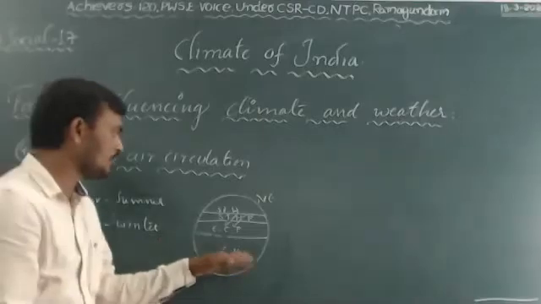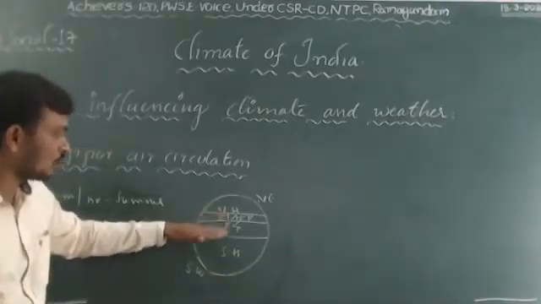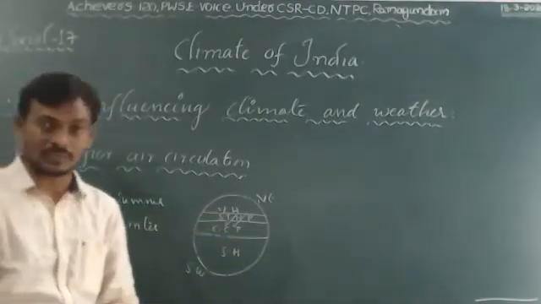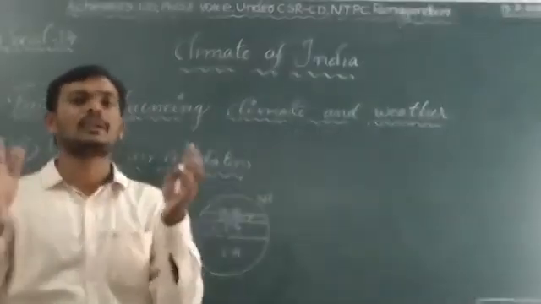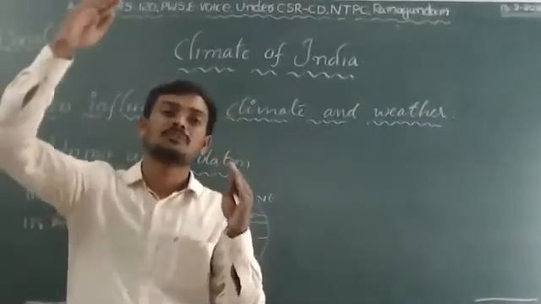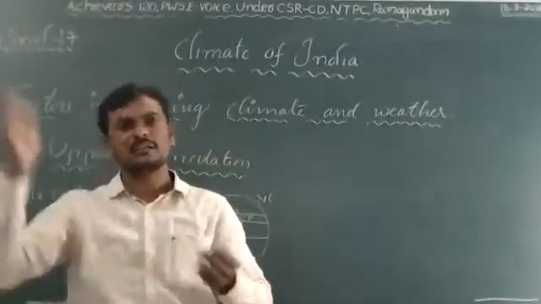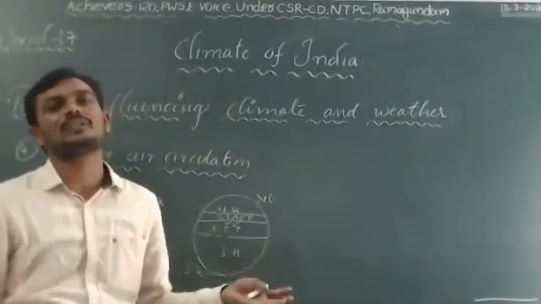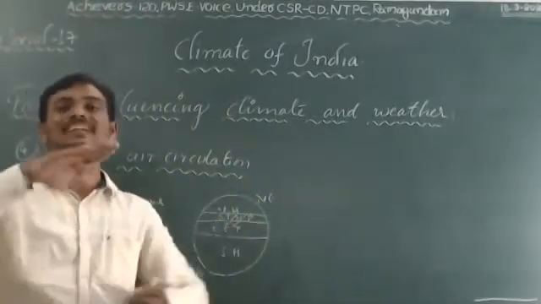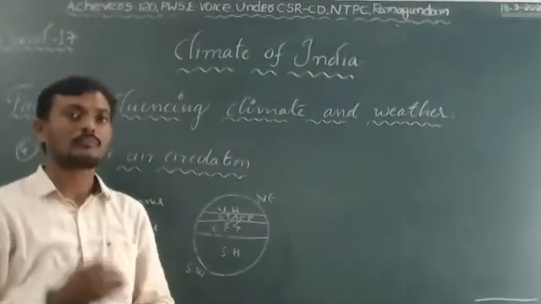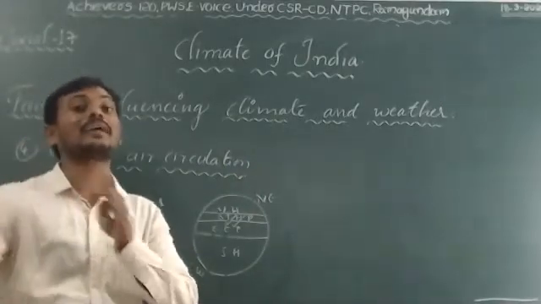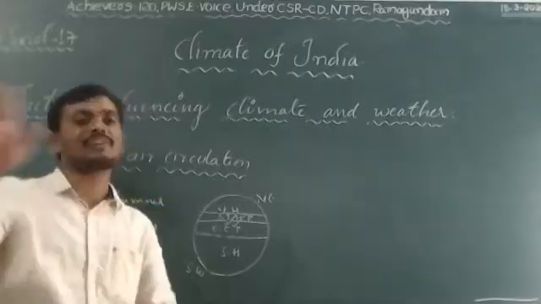The winds move from the subtropical high pressure belt towards the equatorial low pressure belt. Simple. As you can see, the winds are always moving continuously from one pressure belt to another pressure belt. That's why we call them planetary winds. Hence they cover the entire planet and blow continuously.